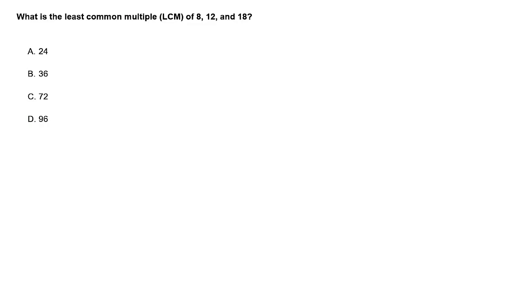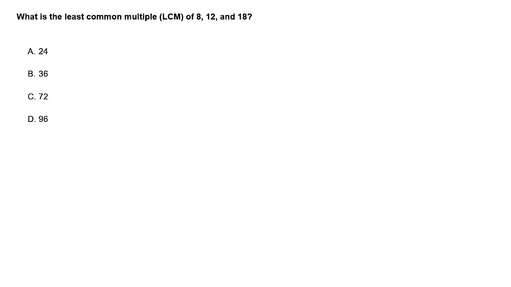What is the least common multiple of 8, 12, and 18? Is it 24, 36, 72, or 96? Well, let's start by defining what a multiple is. A multiple is basically the product result of multiplying two numbers. So if we wanted to find multiples of the number 5, we would take 5 times 1 equals 5, 5 times 2 equals 10, 5 times 3 equals 15, and on and on.